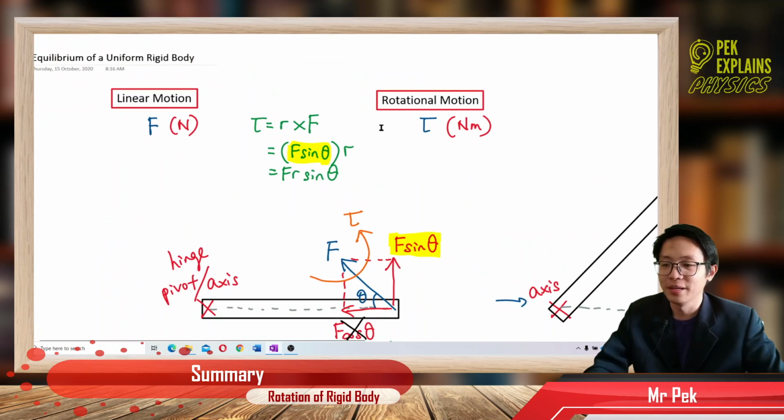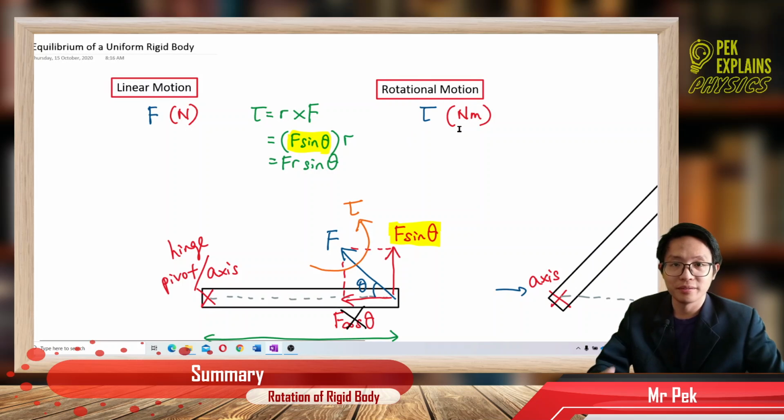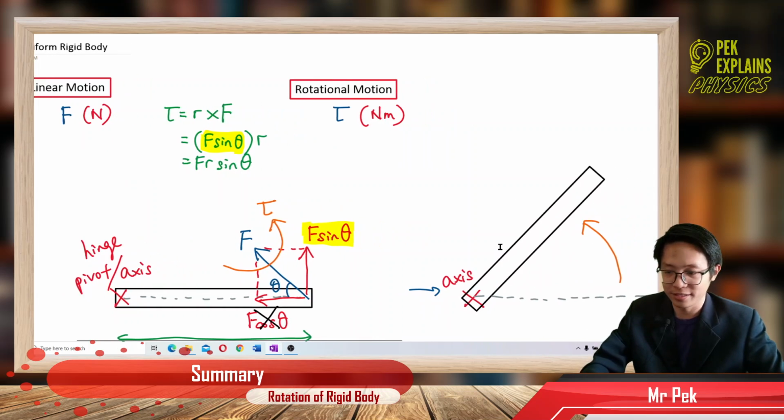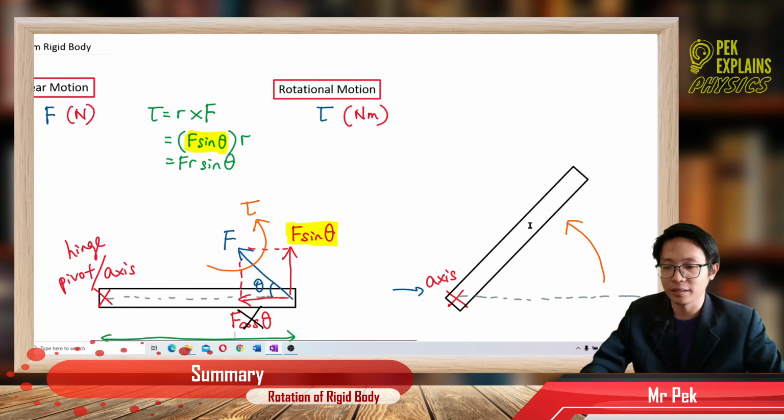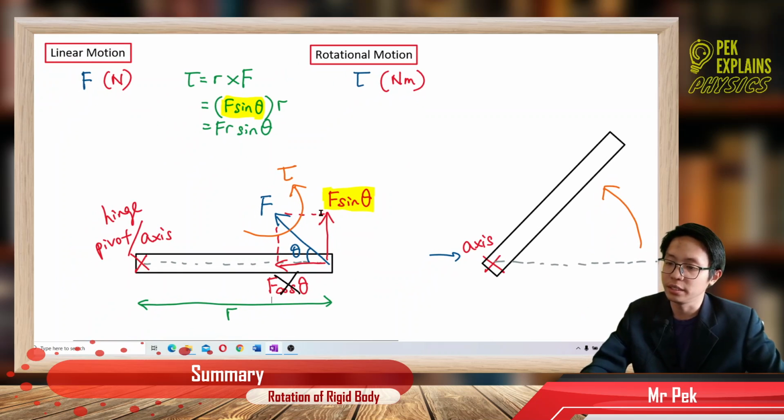Simple, isn't it? So torque, as I said: force makes something move, torque makes something rotate. You see, this rod rotates. Torque will make something rotate. And how do we calculate torque? Just use the perpendicular force multiplied by the distance, r.